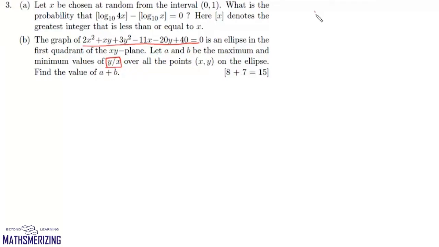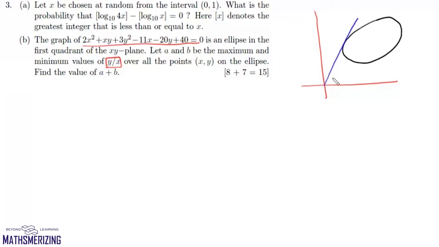Now we are given that this is some general ellipse which lies in the first quadrant. Now it says we need to find the maximum and minimum value of y by x. For any point, if we join this point to the origin, we'll get this line whose slope is y by x. So this slope will be maximum and minimum when this line is tangent to this ellipse.